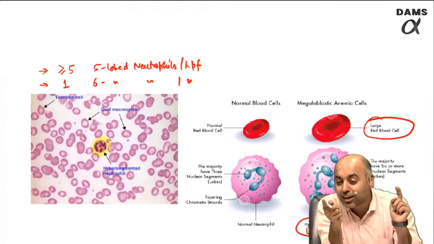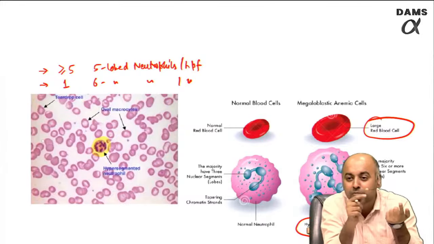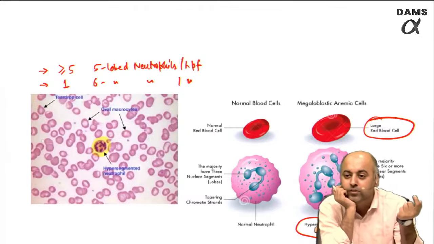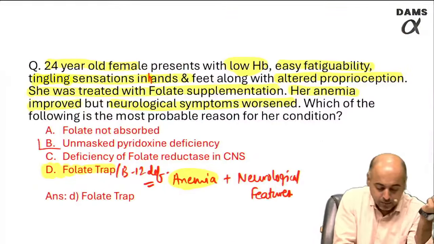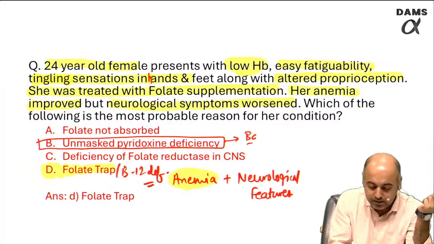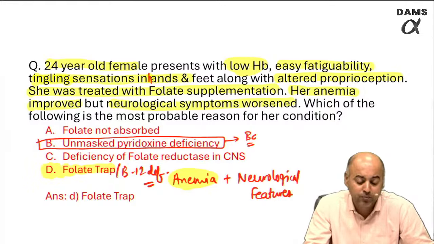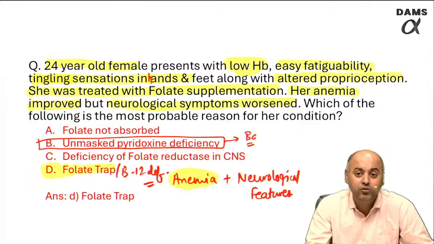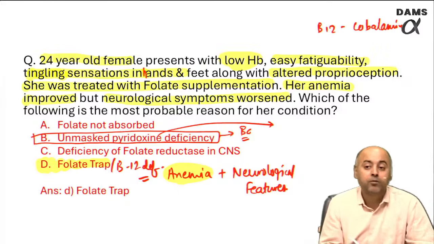Which vitamin are you saying? Which B? B9, B12, B6, which one are you talking about? Option B, unmasked pyridoxine deficiency. Pyridoxine is vitamin B6 and it doesn't have anything to do with the folate. If you're talking about the B12, then it is cobalamin, not pyridoxine. Pyridoxine is vitamin B6.